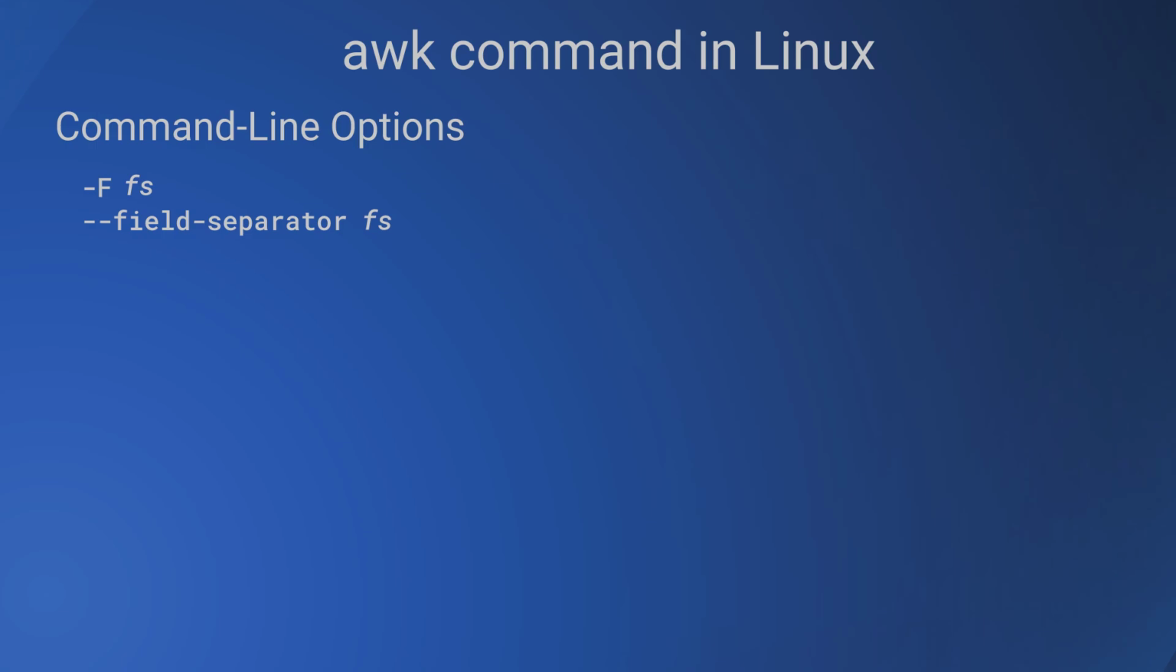Now we look at some of the commonly used command line options. -F fs or --field-separator fs. This sets fs as the field separator. The default field separator is white space, for example, sequence of space or tab characters. You can even make a regular expression as a field separator, for example, a comma followed by spaces.